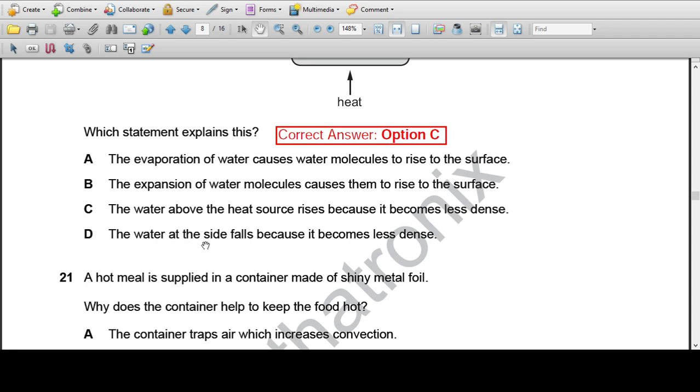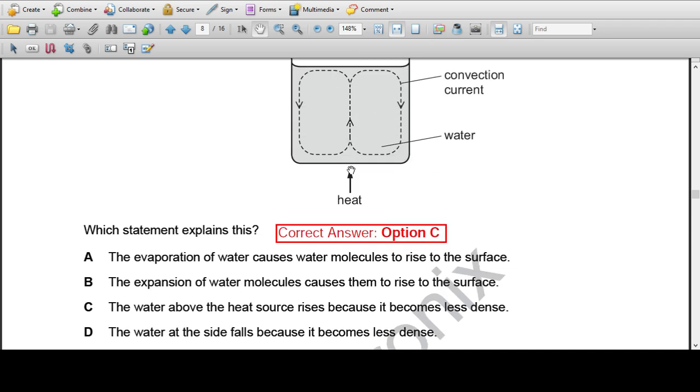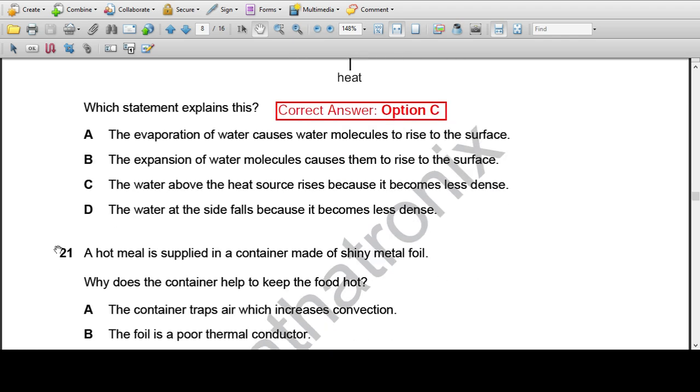The water at the side wall falls because it becomes less dense. No, this is not correct. This one is correct, so option C is correct. In the next session we will discuss from question number 21.